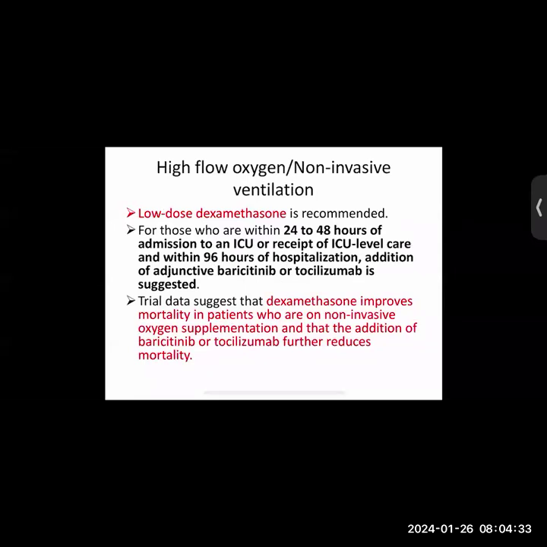Now, for those that require high flow oxygen, low dose dexamethasone is actually recommended in them. And for those who are within 24 to 48 hours of ICU admission, or within 96 hours of ICU admission, one can add baricitinib or tocilizumab to the low dose dexamethasone. Next slide, please.